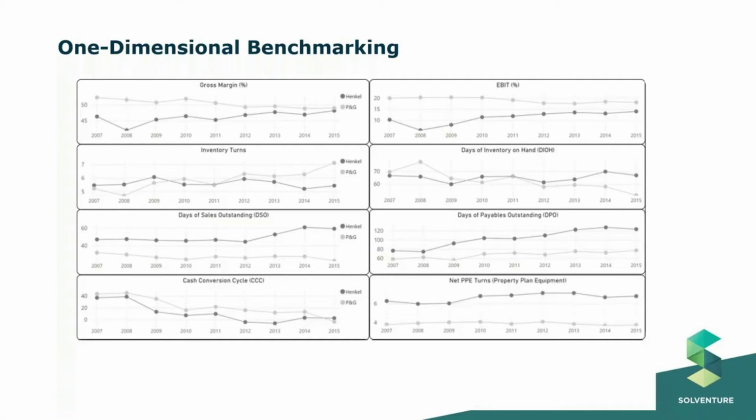Then we look at the net property, plant and equipment, or the net PPE turns. And there we see the turns of Henkel are significantly higher than the turns of P&G. The turns of P&G are around 4. The turns of Henkel are more than 6. So that's a significant difference. So what we are saying is that Henkel is realizing this level of EBIT with significantly less physical assets, or Henkel is more sweating the assets compared to P&G.